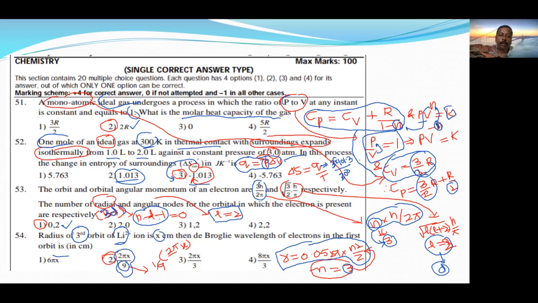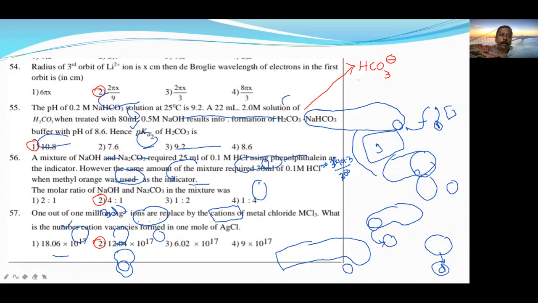Okay. So these are the few questions. Now let's move on to the next part. Here it is about question 54, which we have already discussed. Next part I am telling you.